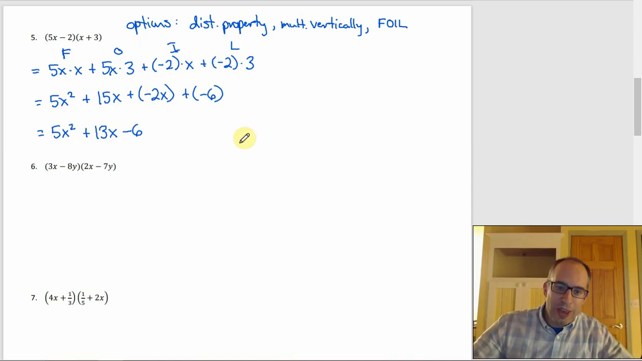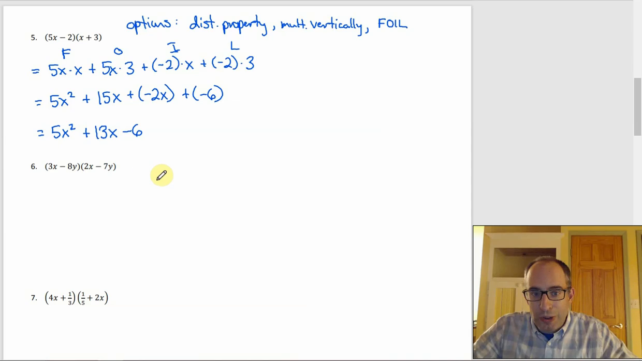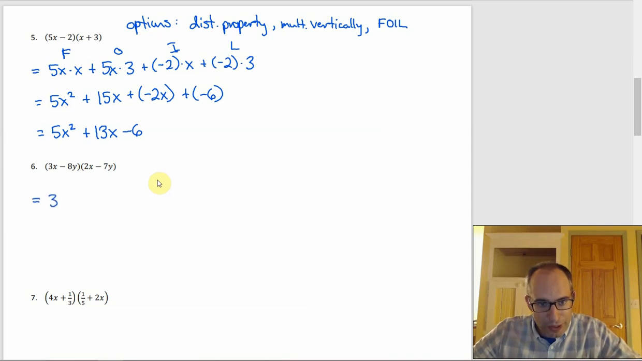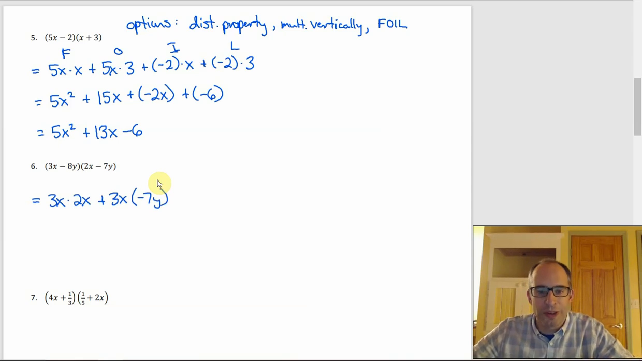All right, then let's see. The next one, you could do the same thing, and that's exactly what I would do. So first terms, 3x times 2x. The last terms would be a 3x and a negative 7y. So I guess the one thing to be careful of when you're foiling is just to make sure that if you have a minus in the middle of your binomial, that goes with the second term of the binomial.